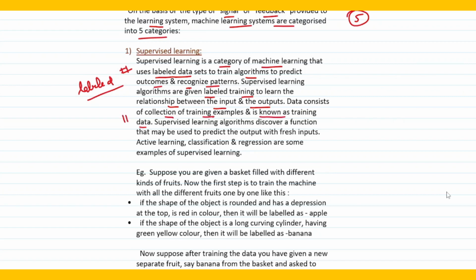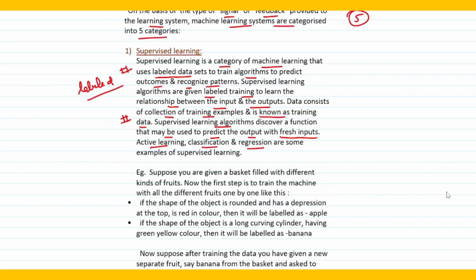This is the second important point, right? The data consists of training examples, and these examples are known as training data. Supervised learning algorithms discover a function that may be used to predict the output with fresh inputs. So you don't utilize the older inputs, you have a set of new inputs that would help you to predict the output.